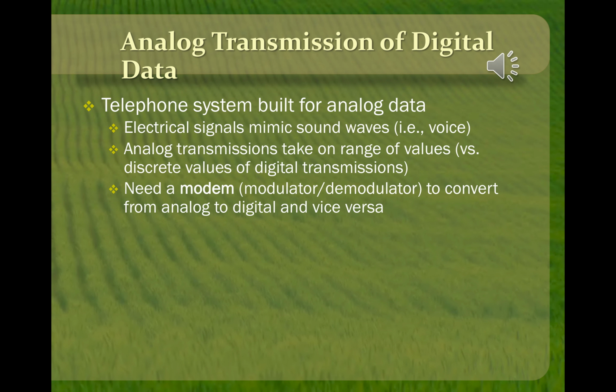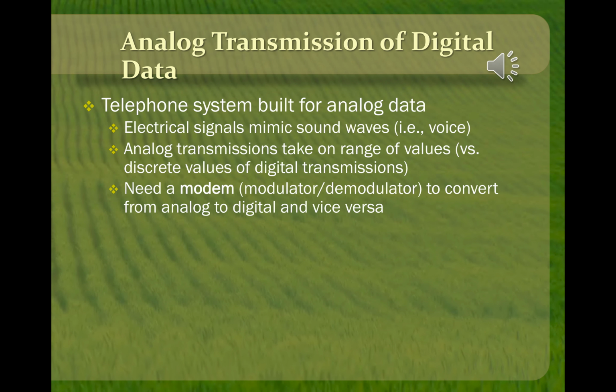So in other words, there can be a multitude of values, which in digital transmission it's a 1 or a 0. And to convert analog data to digital data, you need to have a modulator, demodulator, or a modem to handle that conversion.